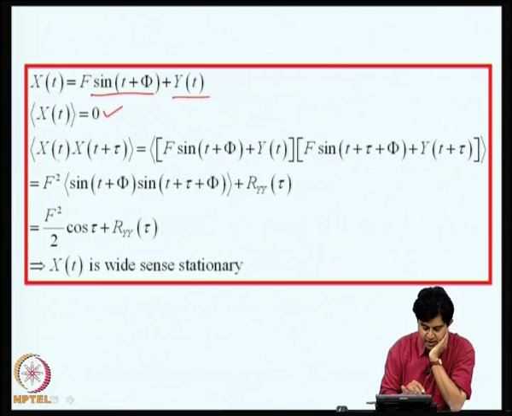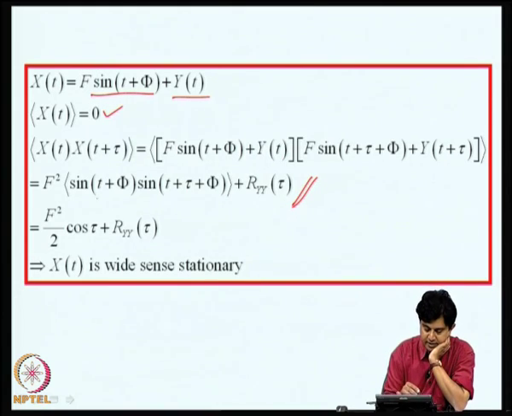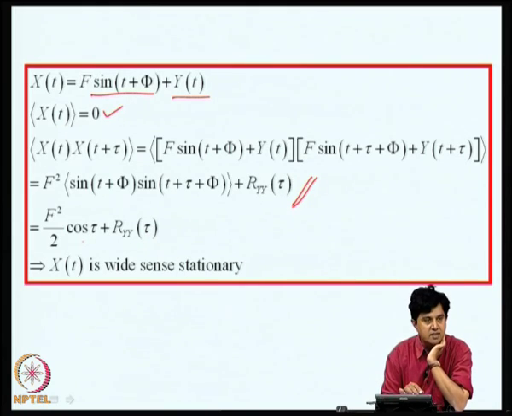Now, if you form the product x of t into x of t plus tau and take expectation, we get this expression where we have used the fact that phi and y are independent, and if you simplify this, we get A square by 2 cos tau plus r y of tau. So, the autocovariance function is a function of time difference. So, we can conclude that x of t is wide sense stationary.